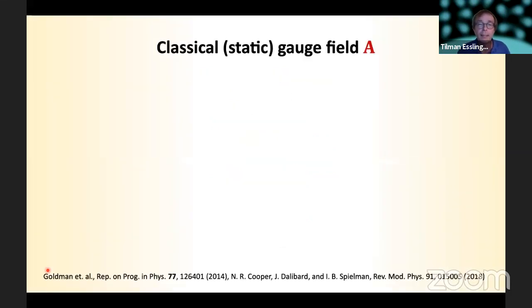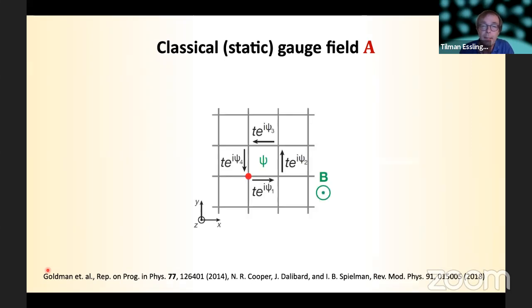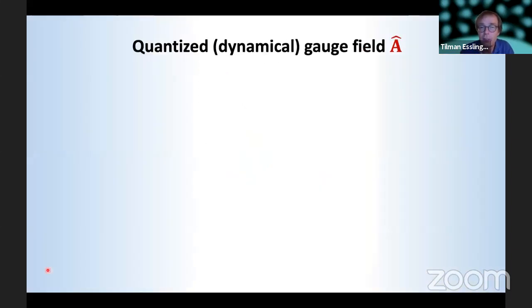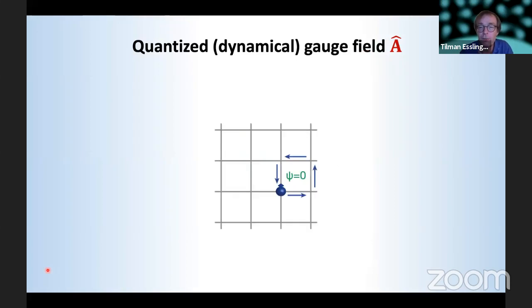Okay, so maybe let's start with the classical static gauge fields in lattices. There, the idea is that you want to have a tunneling. If the particle, as indicated there, is tunneling once around the block, then it picks up a phase as if there was a magnetic field. And now the change is, if you have the quantum gauge field, then you would compare those two situations.